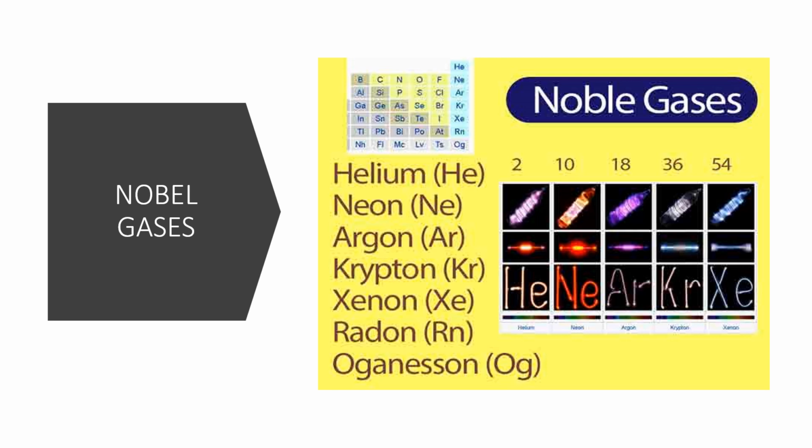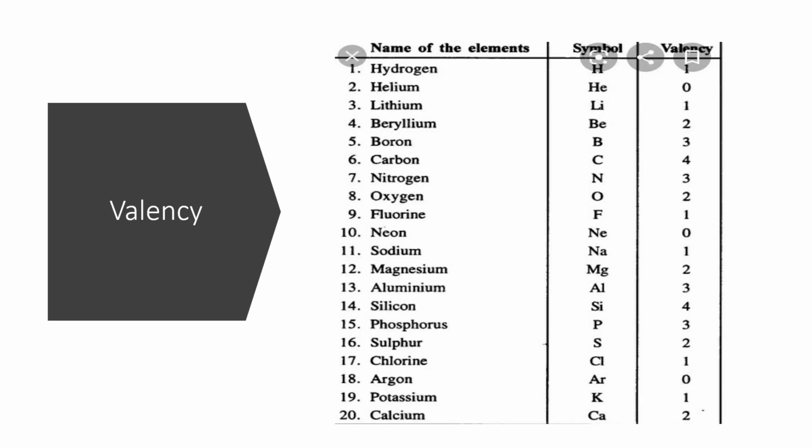So the noble gases are helium, neon, argon, krypton, xenon, and radon. We have to remember these noble gases have valency zero because they have the duplet or the octet structure. That means in the outer shell they have either 2 electrons or 8 electrons.